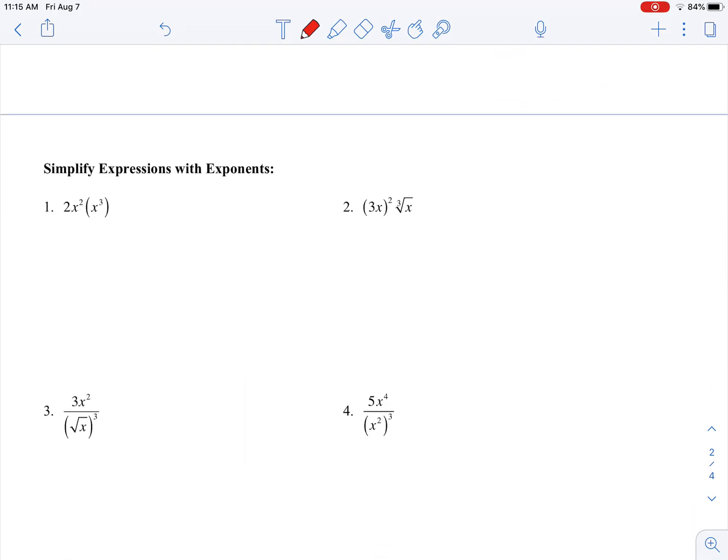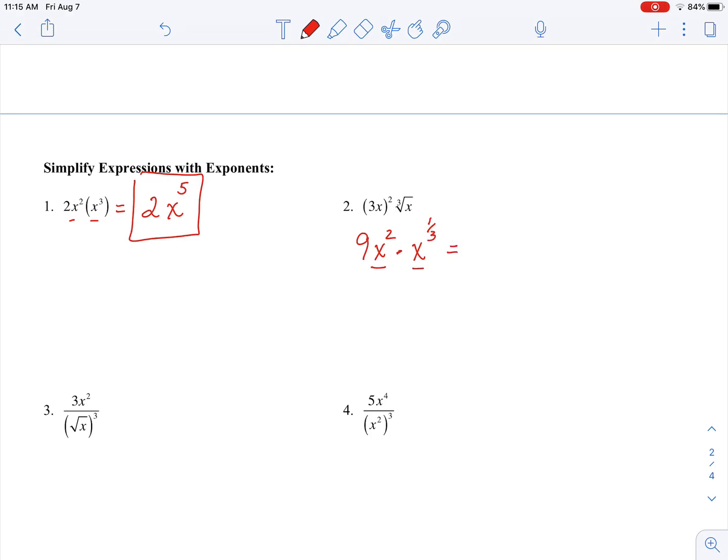This next batch of examples you may seem more familiar with. This is more like the stuff you did in your Algebra 2 class. So if I want to multiply 2x squared times x cubed, remember, when I multiply like bases, I add the powers. 2x to the 5th power. Next, 3x squared times the cubed root of x. Well, 3x squared is going to become 9x squared times x to the 1/3.